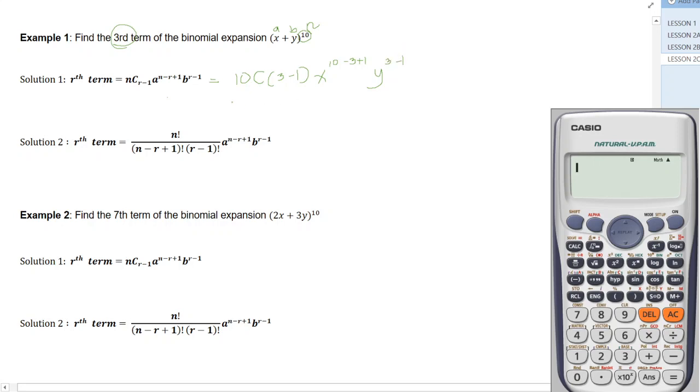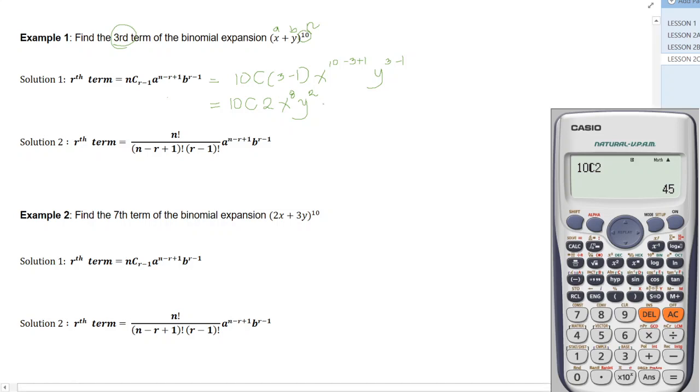So if we are going to simplify that further, that is the 10 combination of 2, x raised to 10 minus 3, that is 7 plus 1, that is raised to 8. Okay, so that is y raised to 3 minus 1, that is 2. So if we are going to press that in your calculator, that is 10 shift combination, your r there is 2, you just press equal, so that is 45.